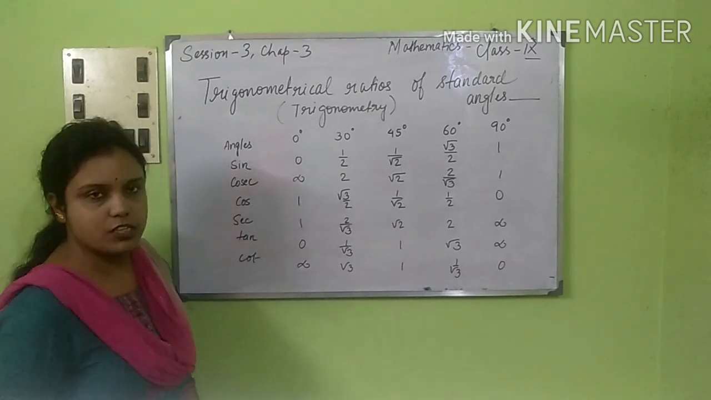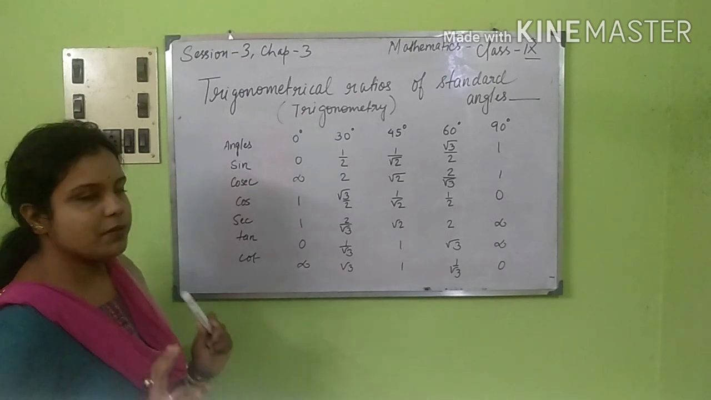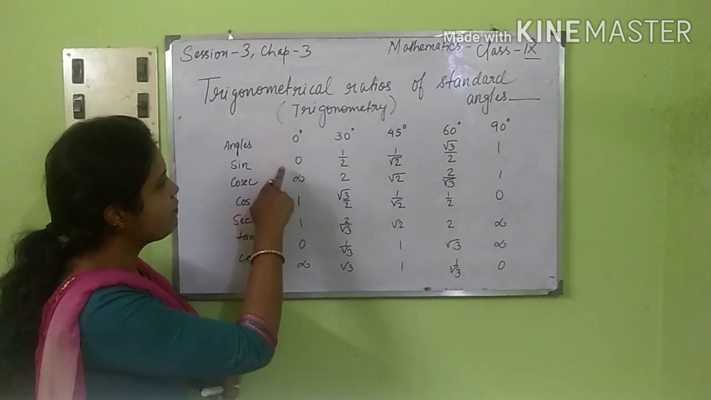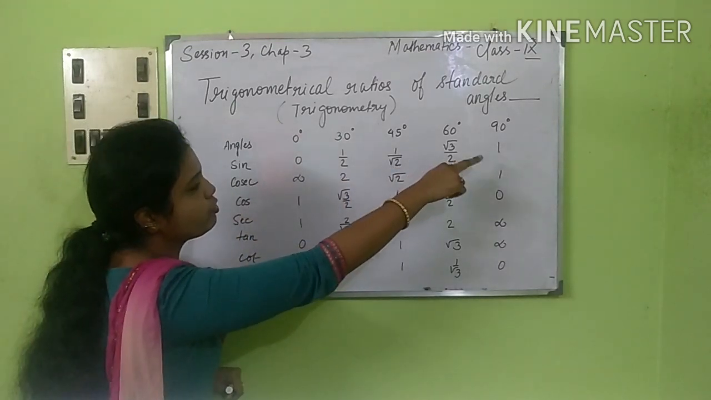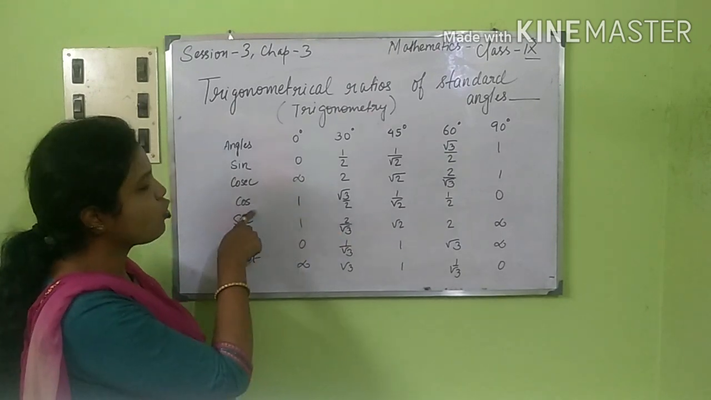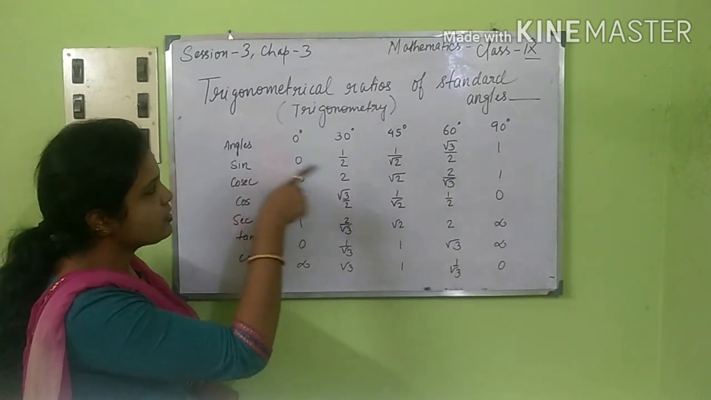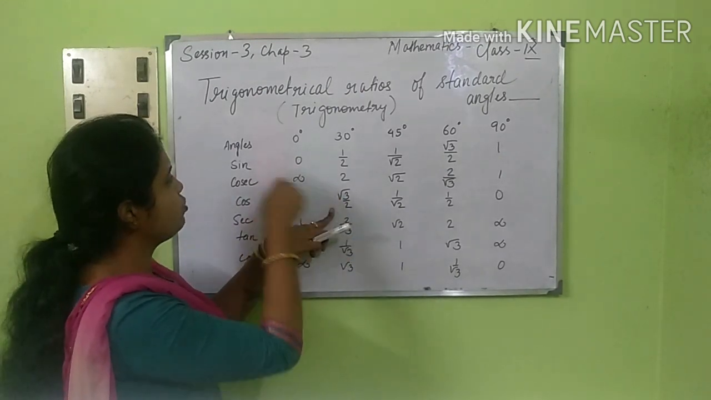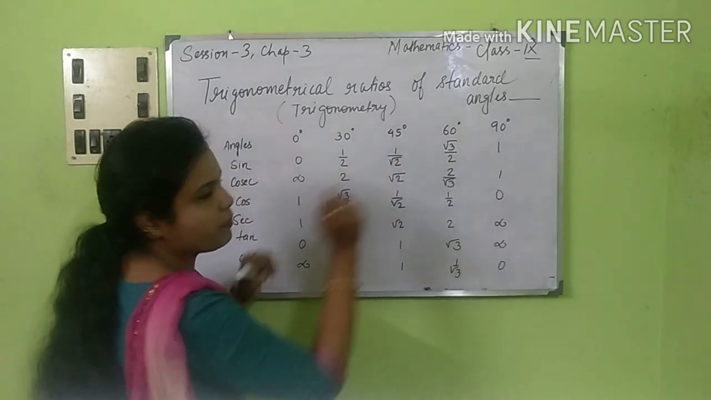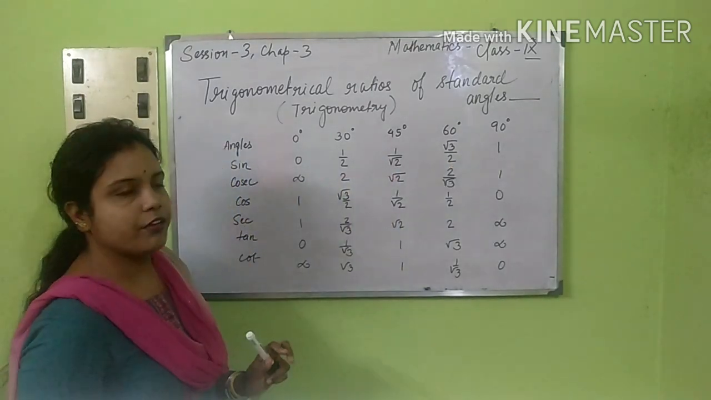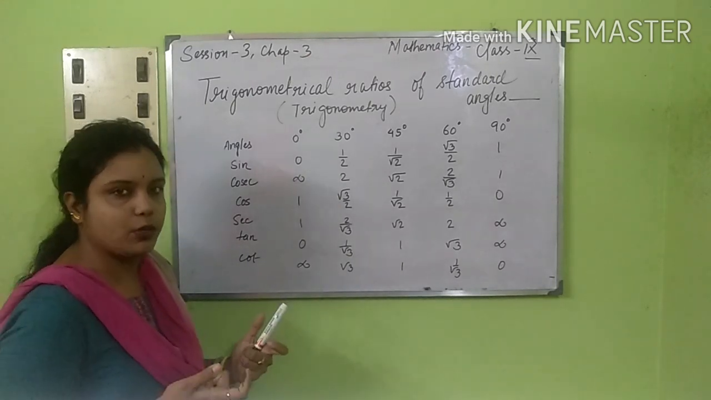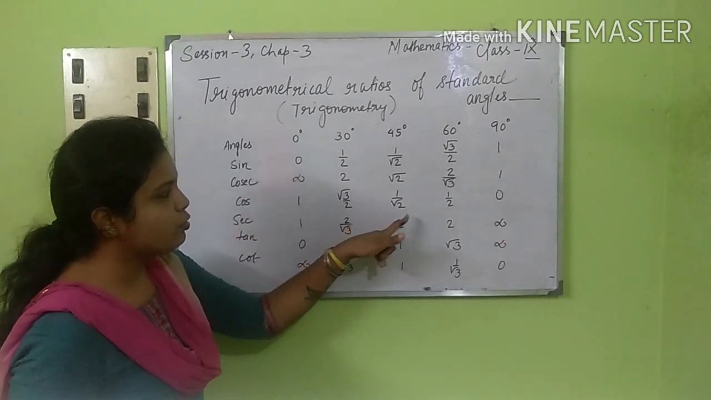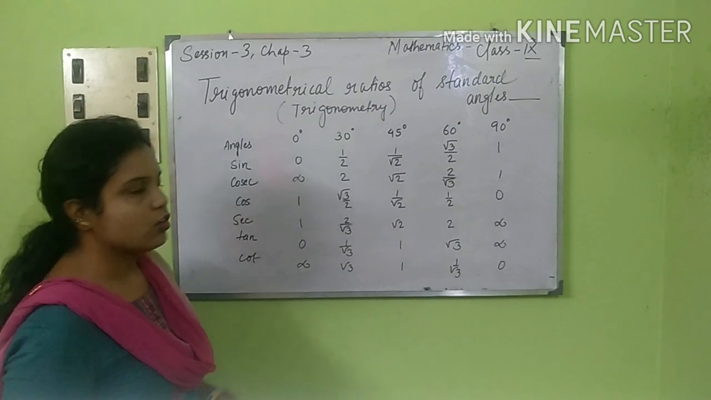Next comes the values of cos. You can see one similarity here: it is just the rearranged form of sine. Sine from 0 degree is 0, half, 1 by root 2, root 3 by 2, 1. And for cos, cos 0 degree is 1, cos 30 is root 3 by 2, where sine's value at 60 was root 3 by 2. So you can see it has just been rearranged. It will be easy for you to learn in that way. Cos 45 is 1 by root 2, cos 60 is 1 by 2 and cos 90 is 0.